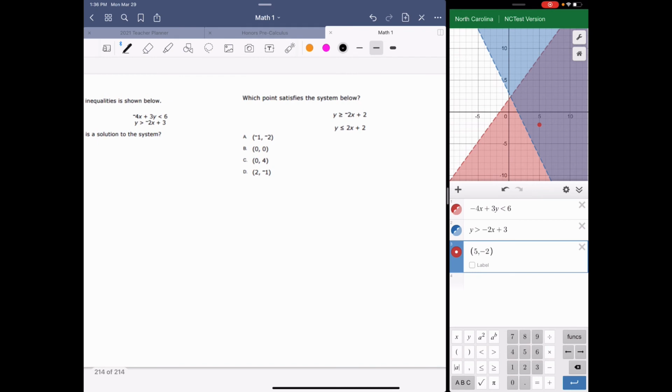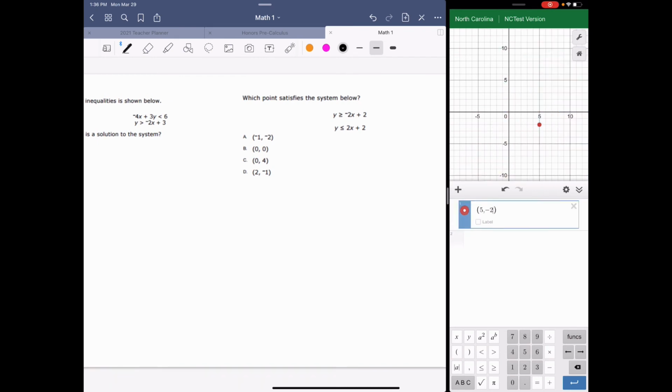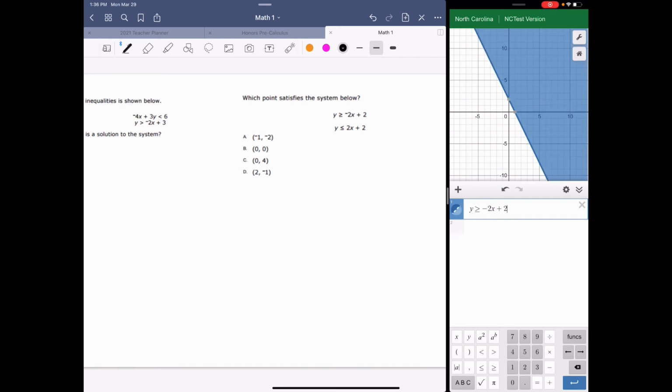All right, and then the last one, again, I have my system of equations. I can see that we have y is greater than or equal to -2x plus 2. And then I have y is less than or equal to 2x plus 2. And we see that the overlap is on the right-hand side. So we're going to do -1, -2. That works for the green area, or the light green, but it's not going to work for both of them. So that's not going to be the correct answer.